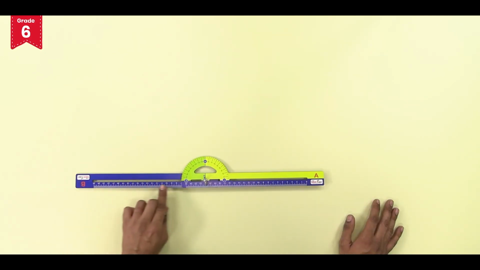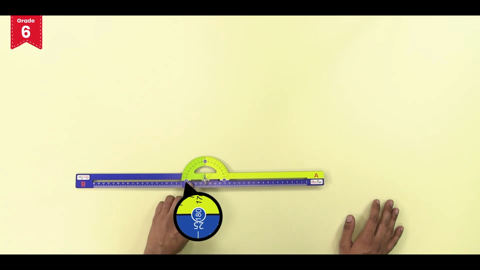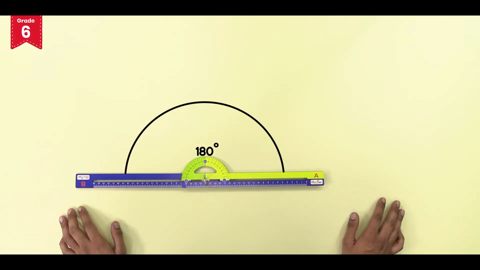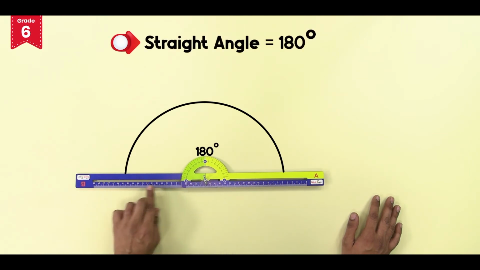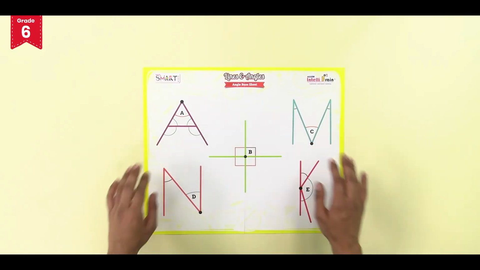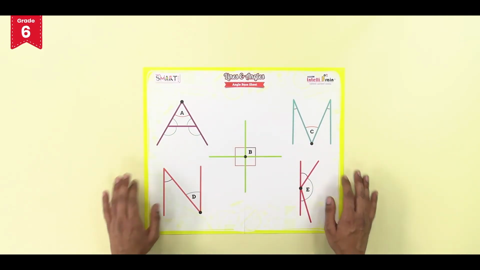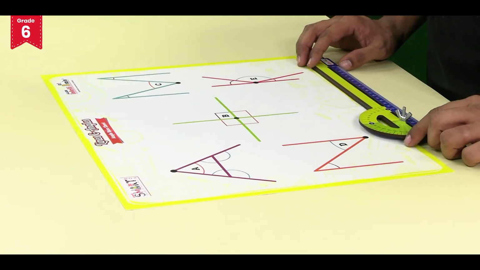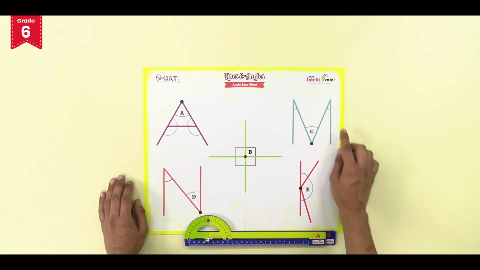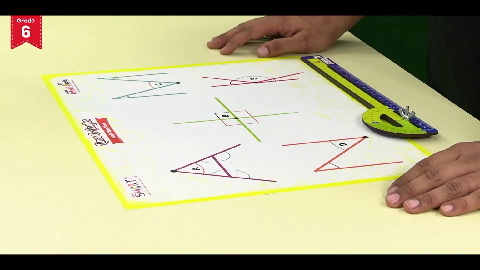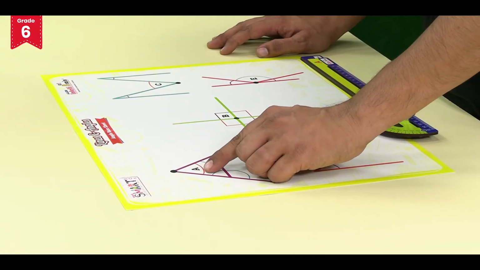When the slit of the measuring tool B is aligned with the 180 degree mark represented by the black line on the measuring tool A, this denotes a straight angle. The measure of a straight angle is exactly equal to 180 degrees. Lay out the angle base sheet on a table or a flat surface. We will now use the angle identification device to identify and measure the different type of angles marked on the angle base sheet. Let us identify and measure the angle A.